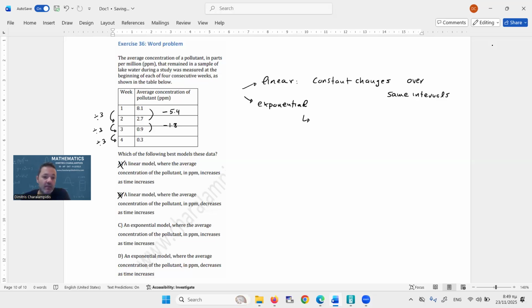And now, let's see. Is it an exponential model where the average concentration increases as time increases? No, obviously not. We can see that it decreases, so it has to be D. Let's check. It's an exponential model. Yes, we saw why. Where the average concentration of the pollutant decreases. Yes, it decreases from 8.1 to 2.7 to 0.9 and so on. So the right answer for this question would have been clearly D.